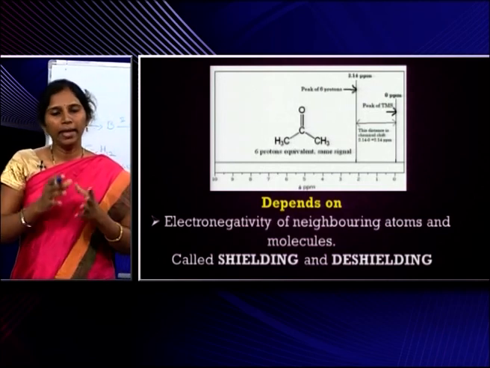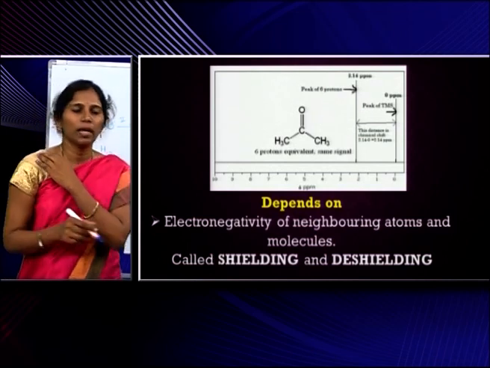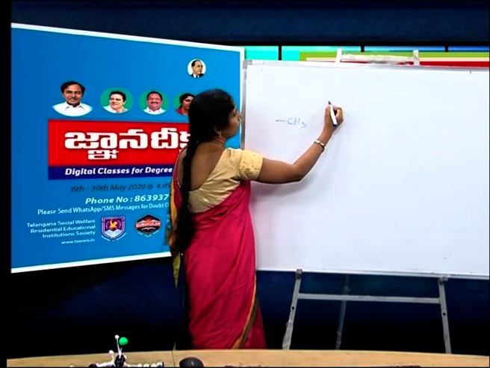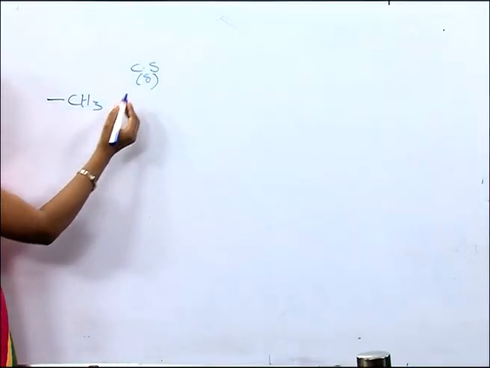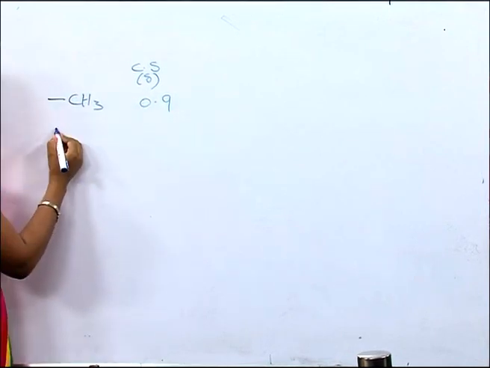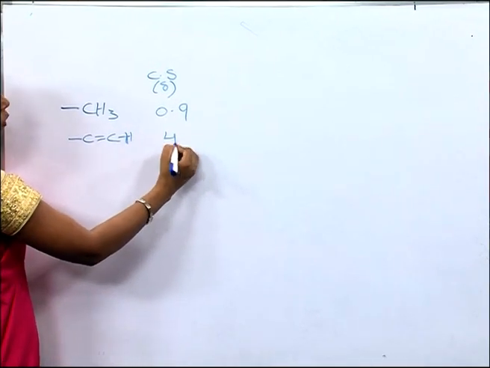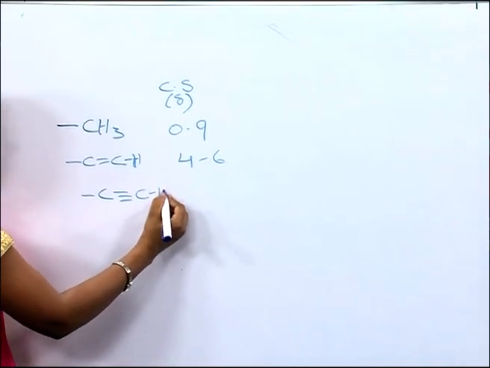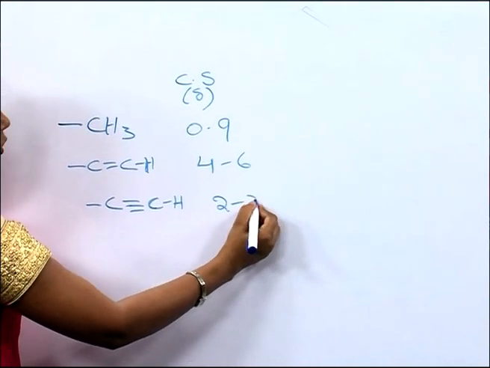the electronic environment and electronegativity of neighboring atoms. Let me show the chemical shift values of some molecules here. If we take alkyl protons, the chemical shift is observed at 0.9 delta ppm. If we take alkenyl protons, the value will be from 4.4 to 6, and in acetylene or triple bonded carbon we got the peaks at 2 to 3.